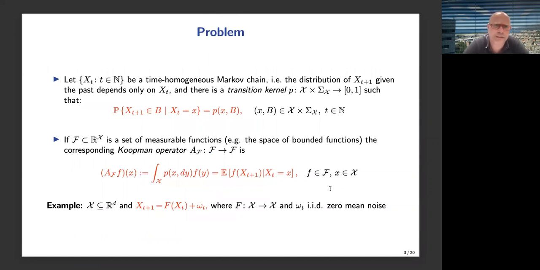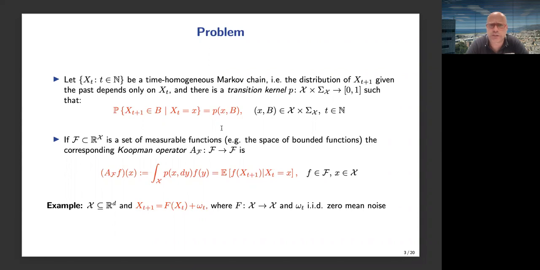So the problem is the following. We have a time homogeneous Markov chain. This means, if you come from machine learning or statistics, you all know, that the distribution of the value tomorrow, given the past, only depends on the value today. This is captured by this transition kernel P, and there is this formula.